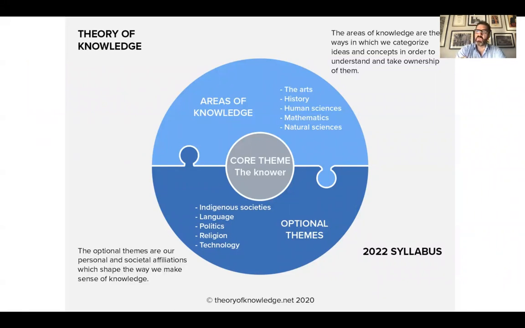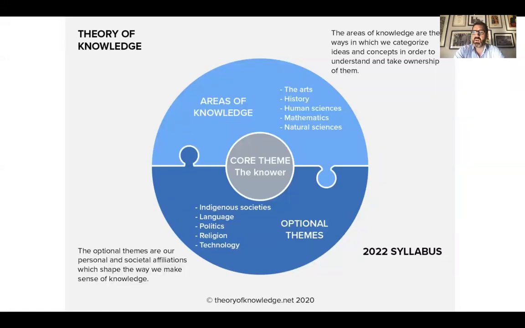At the bottom, we have what we call the optional themes, which are kind of affiliations, things that affect us when we are judging the world, almost like our perspectives. So you can see politics and religion and how that relates to our affiliations, but also the language that we speak, whether or not we belong to an indigenous society or our distance from indigenous knowledge, and of course technology, which is a new addition to the TOK course, which has changed this year, and obviously a very important part of the way in which we generate knowledge and try and make sense of the world.